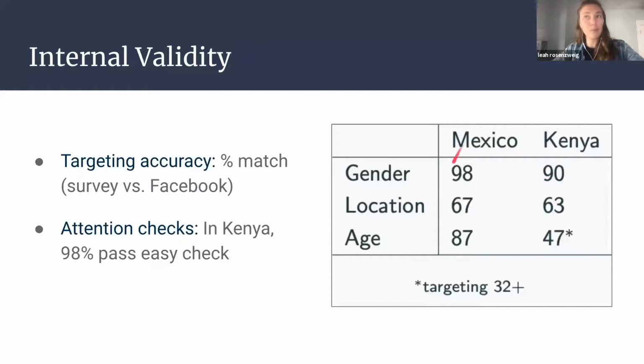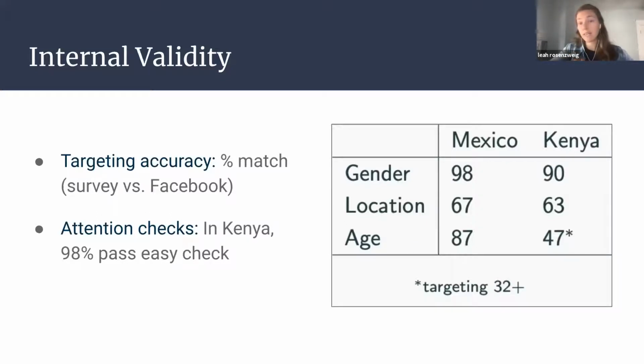In Mexico, it performs better than in Kenya. 98% of the respondents in Mexico had the same gender that Facebook estimated for them. In terms of location, I think this was municipality level, 67%, right? You can imagine location is a little bit harder to estimate. People move around. And when you create your ad, you can target people by the location they live in or if they've traveled there. So depending on those things, Facebook has a harder time estimating who actually lives or just works in a particular location. And then in terms of age, 87% in Mexico, 47% in Kenya. My best guess as to why Kenya overall performs worse than Mexico is because the survey was incentivized in Kenya, but not in Mexico.